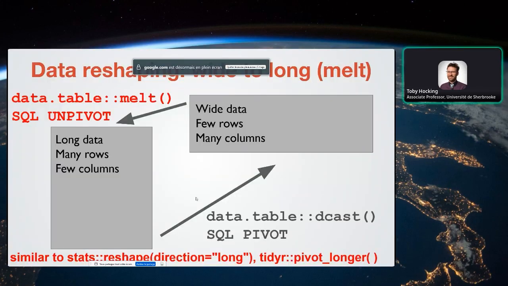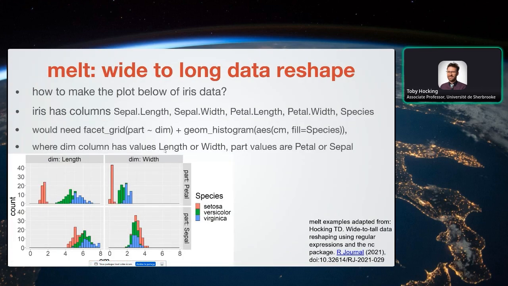So, slideshow. Okay, cool. So, data reshaping. This is a really super useful concept where sometimes you have data which is in what's called wide format or long format, and you want to convert from one to the other. We call that data reshaping. In data.table, there's a function called melt for doing that. In SQL, you have a function called unpivot for going from wide to long. So we'll talk about that first. This is similar to the reshape function in the stats package or pivot_longer in the tidyr package.